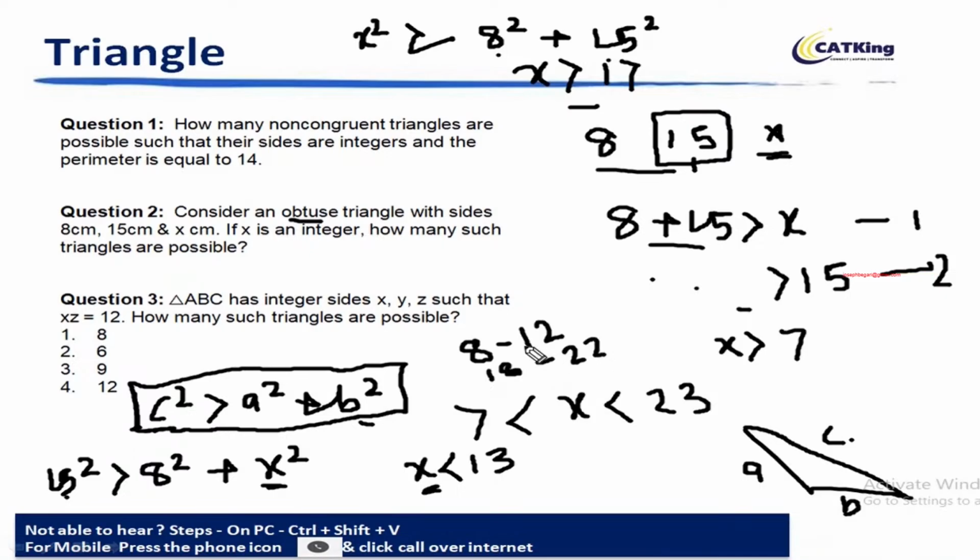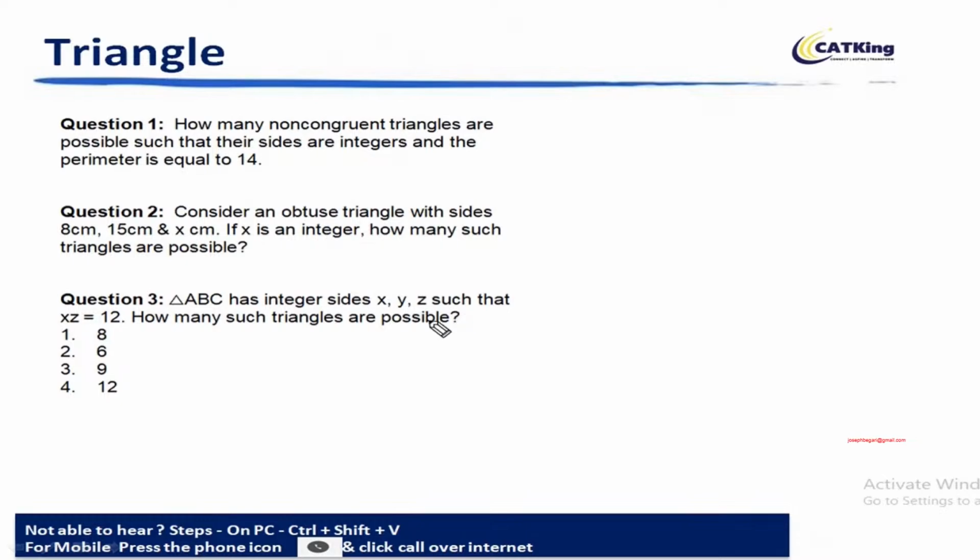So from 8 to 12 there are 5 values, and from 18 to 22 yet again there are 5 values. So total there are 10 possible values of x for which the triangle will be an obtuse triangle. So the answer to this question is 10. Let's look at the last question of this video.